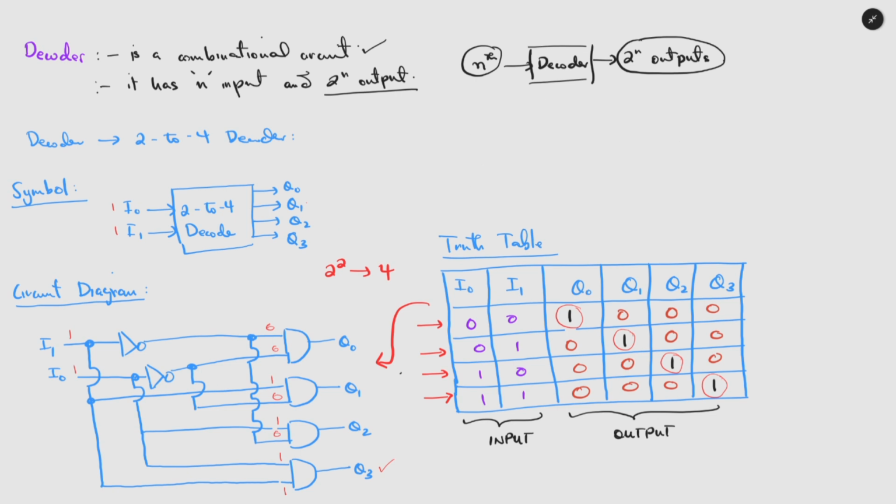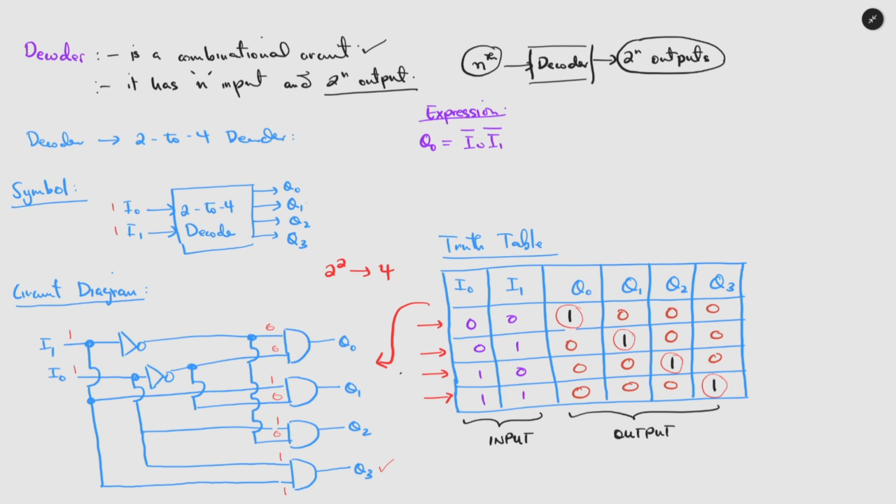To generate the expression for the 2 to 4 decoder, we can simply look at the output and the input from the truth table, and we can say the first one, which is Q0, will be equivalent to I0 and I1, and both will be inverted. That means when the two inputs I0 and I1 are 0, and when we invert, Q0 will become 1.